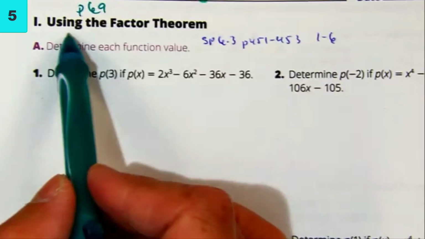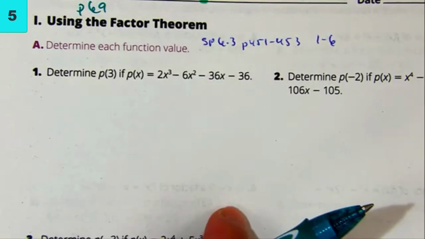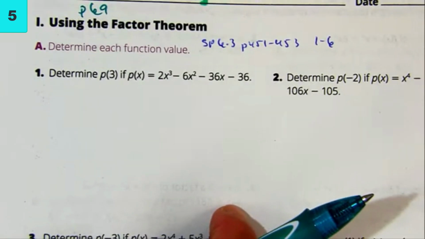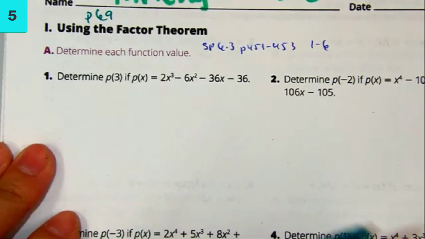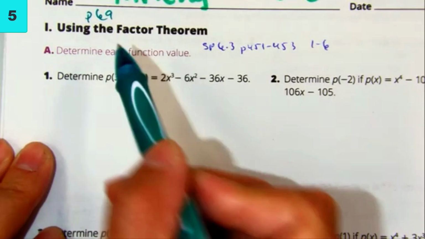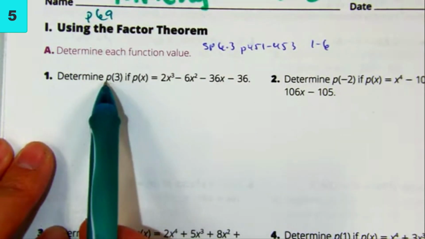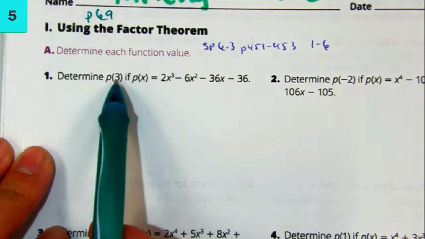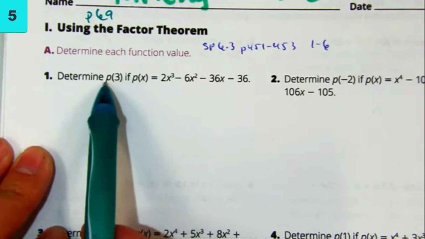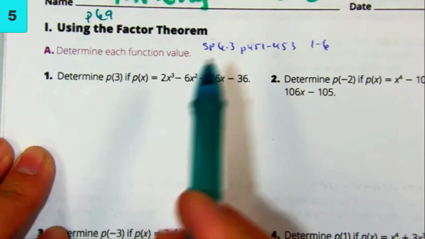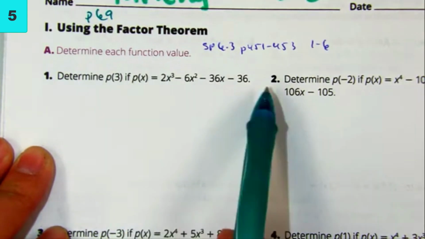We're going to be using the factor theorem in this section for the next couple of days. And before we do that, it tells us A, determine each function value. So number 1, determine P of 3. Everyone say that. It's kind of saying putting 3 into the function of P. And then they're actually telling you the function, right?